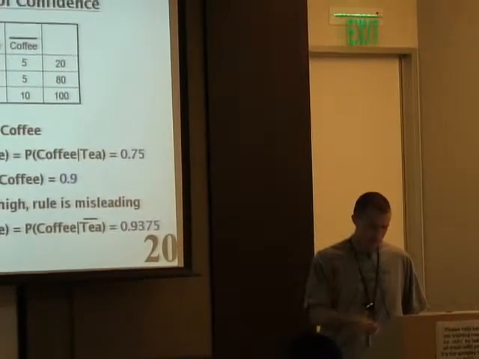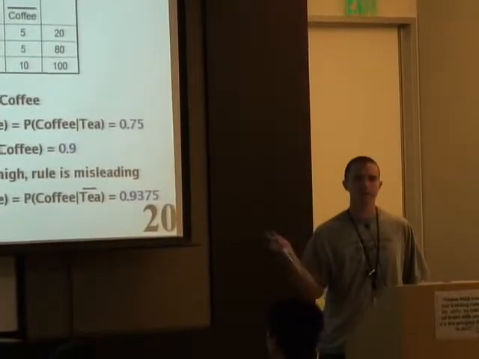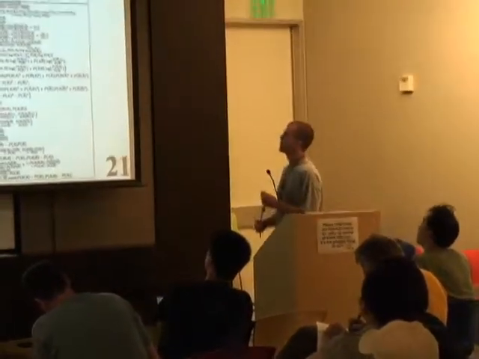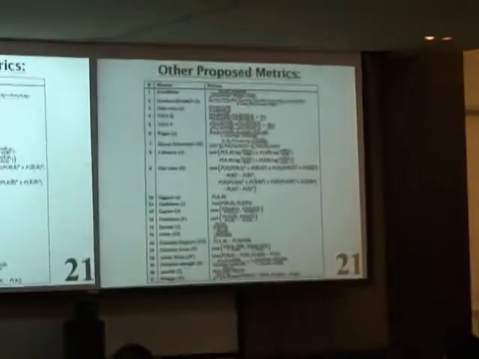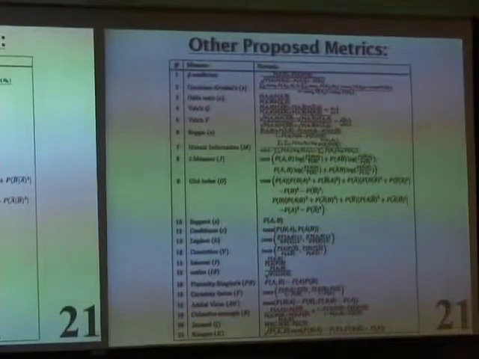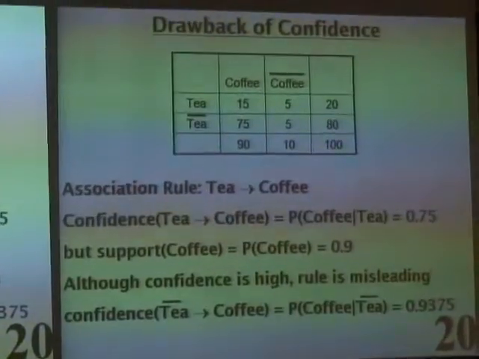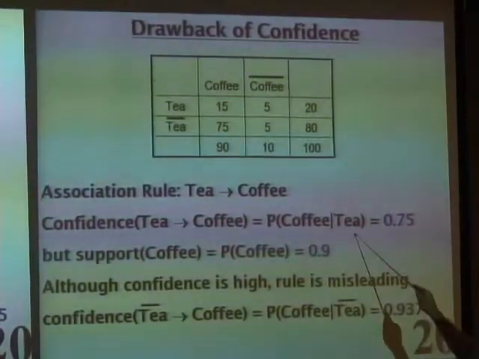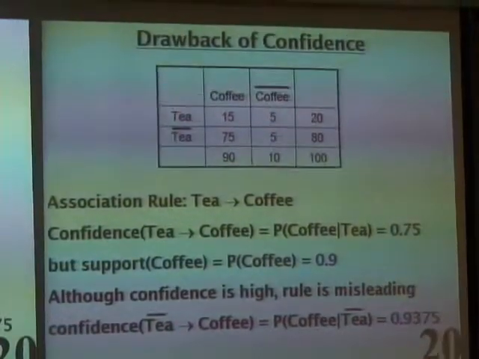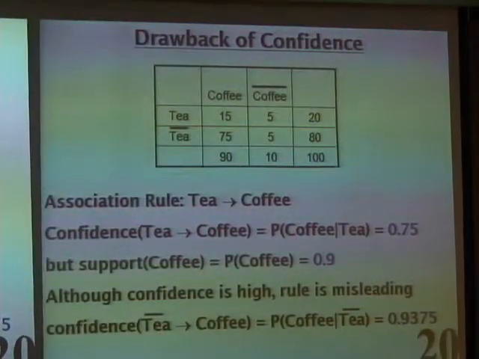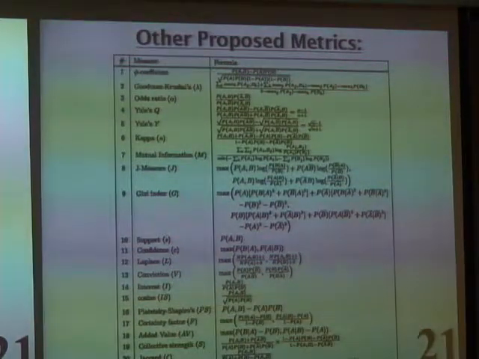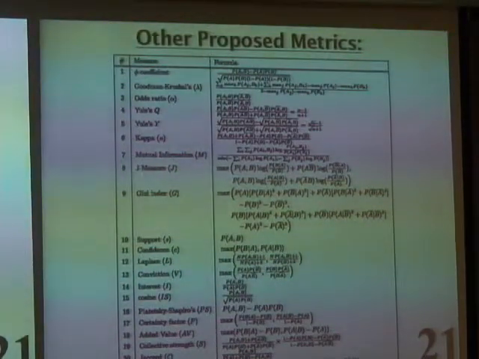Your book talks about, oh, sorry, any comments on this slide before I move to the next one? Okay, your book talks about a whole bunch of other proposed metrics. And if you notice, these are all formulated in probabilistic terms. Of course, you can formulate support and confidence in probabilistic terms, right? Confidence is simply the conditional probability of coffee given tea, and support is just the joint probability of coffee and tea. So thinking in probabilistic terms, there's a whole bunch of other ways to look for associations.